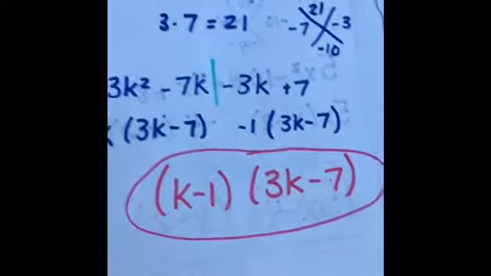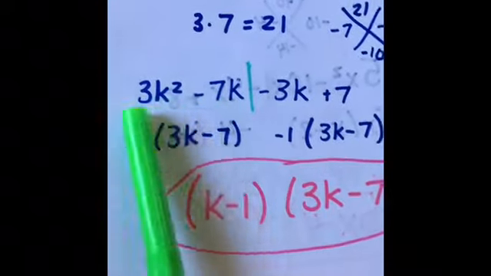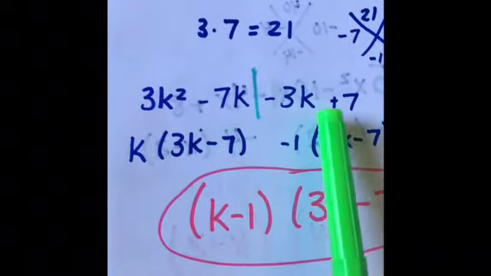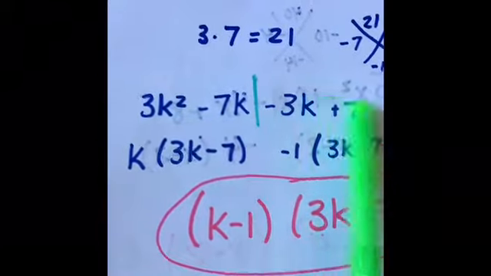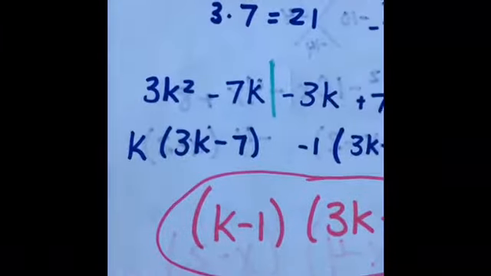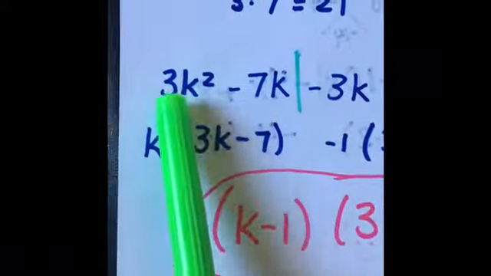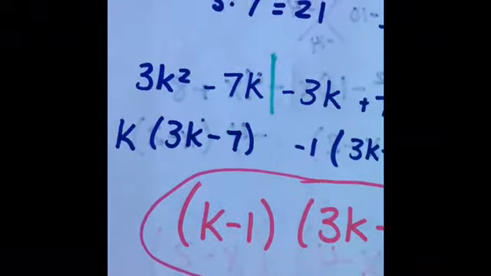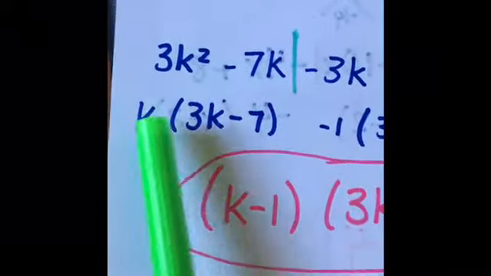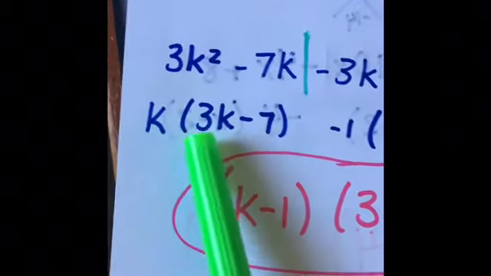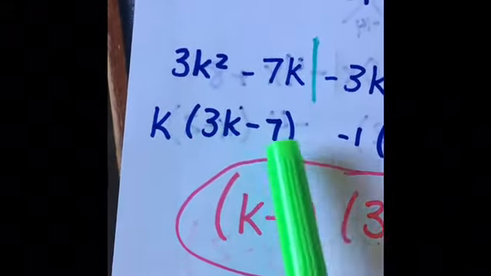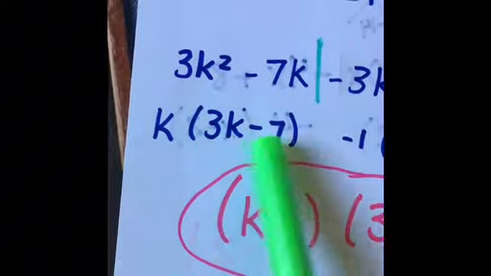Okay? So if you write it out again, 3k squared minus 7k minus 3k plus 7, and split up these two parts. Then we take out the greatest common factor of this part, and the greatest common factor is just a k. So it's going to be k times 3k minus 7.